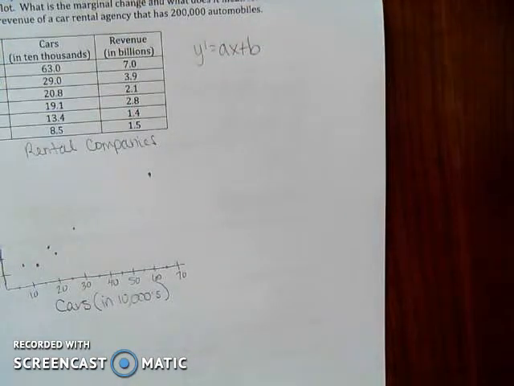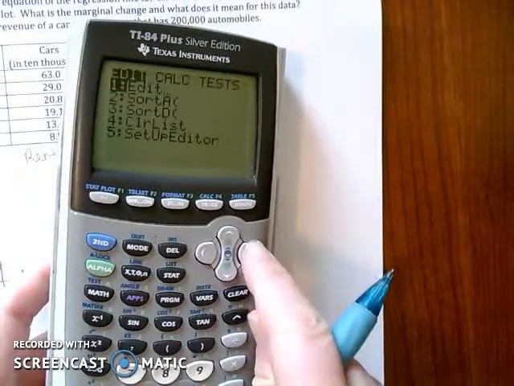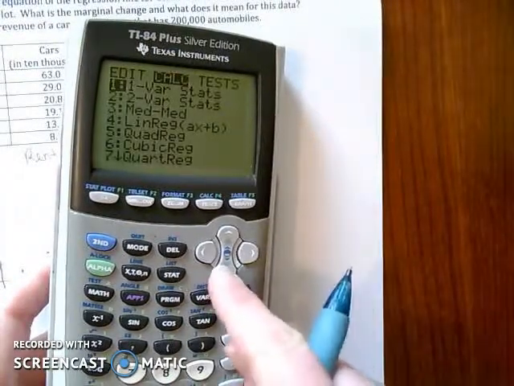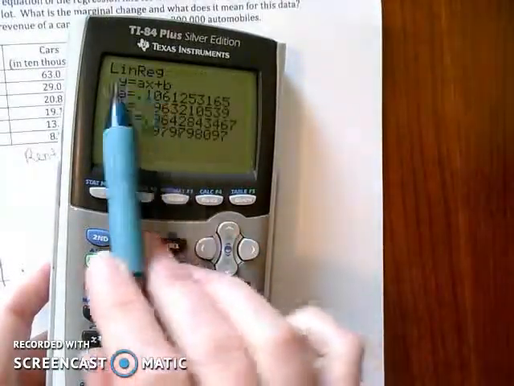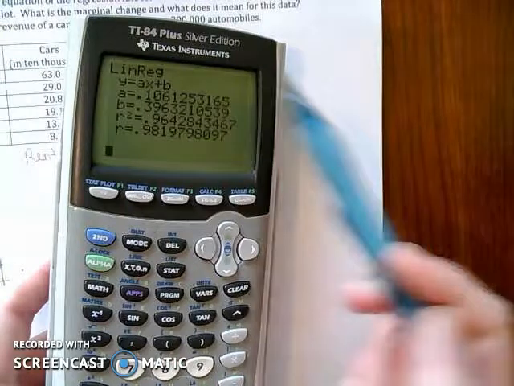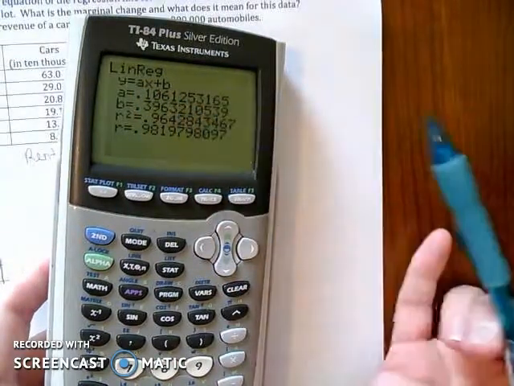So if you go back to your calculator, when you do your stat calc linear regression, ax plus b, it's right in there. And again, it gives you the equation, and then it gives you your a and b. The only thing is you have to remember to put a little prime sign with your y. A and b need to be 3 decimals.